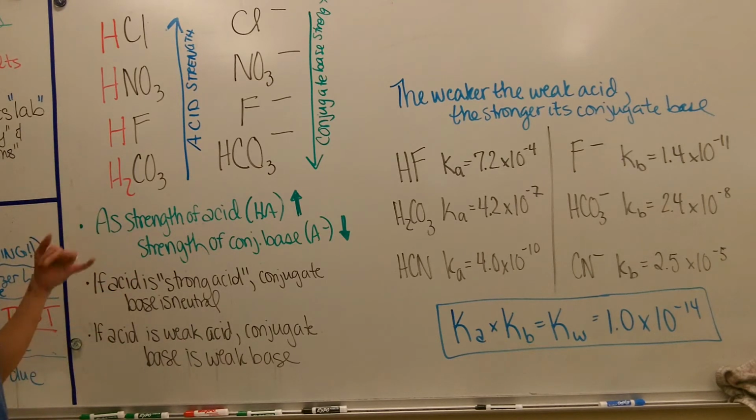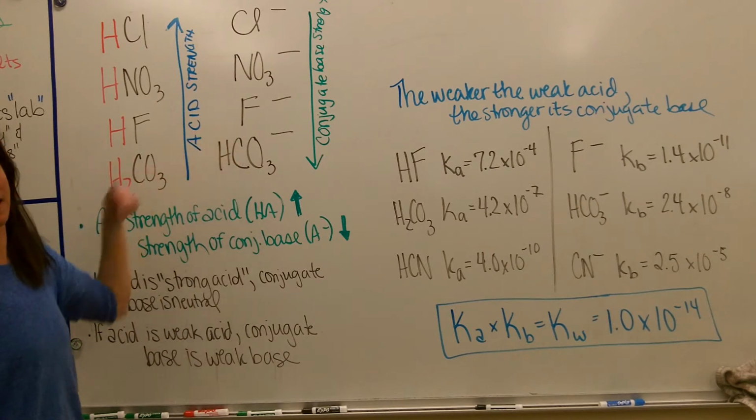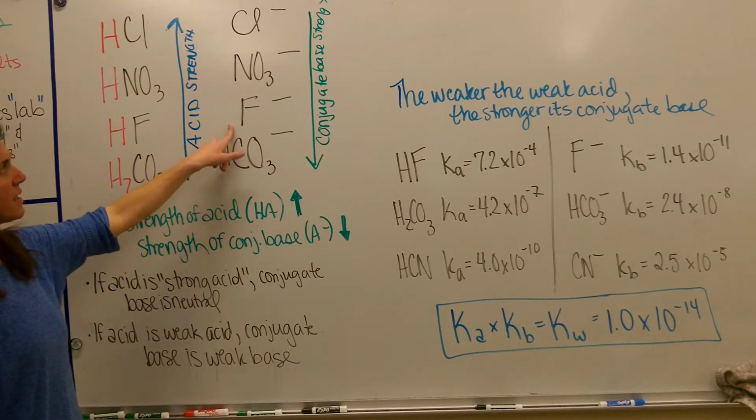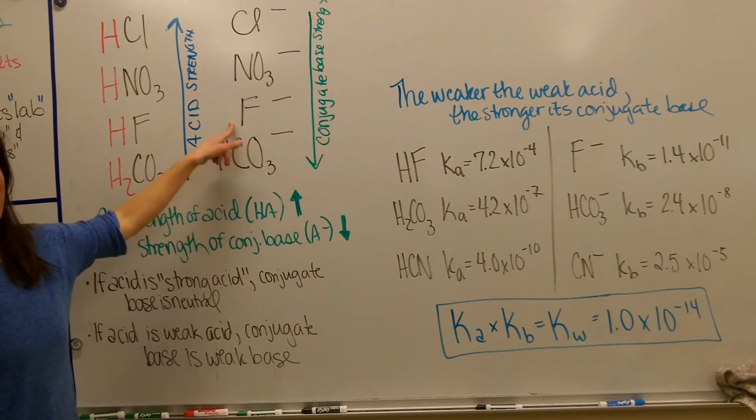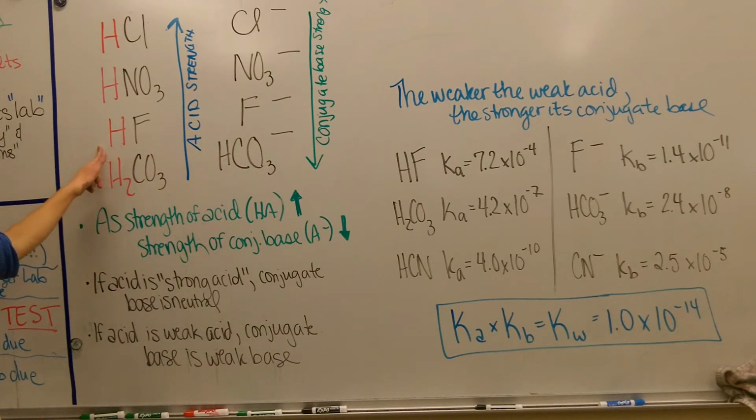You can go backwards. If you're given a base, you can figure out what the conjugate acid is by just adding a hydrogen. So if we say F- is a conjugate base, you can figure out what its conjugate acid is by adding a hydrogen to it, and that is HF.